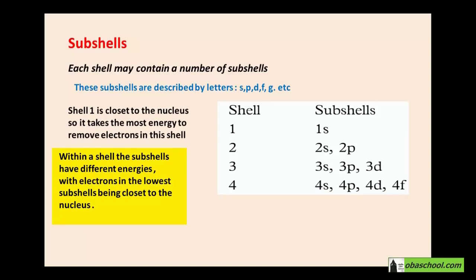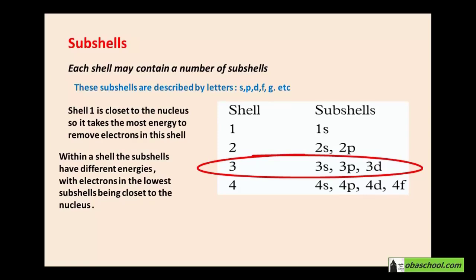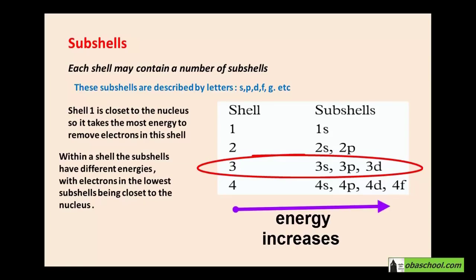Within a shell, the subshells have different energies, with electrons in the lowest subshells being closest to the nucleus. Let's take an example, shell 3. We have subshells S, P, and D. These subshells are of different energies, as we said before. As we go from S into D, the energy increases.